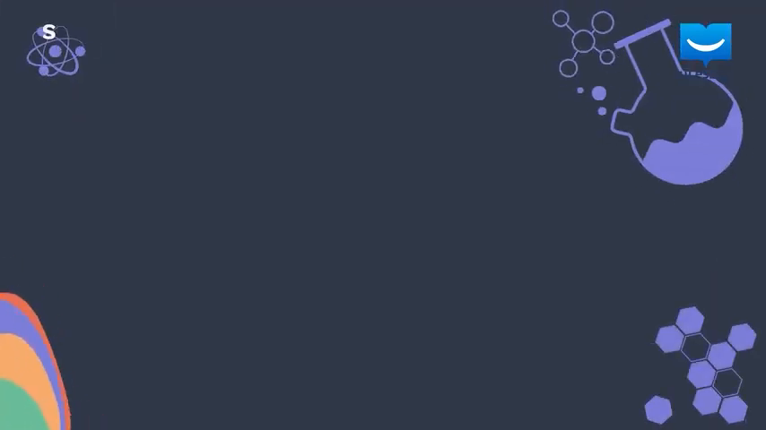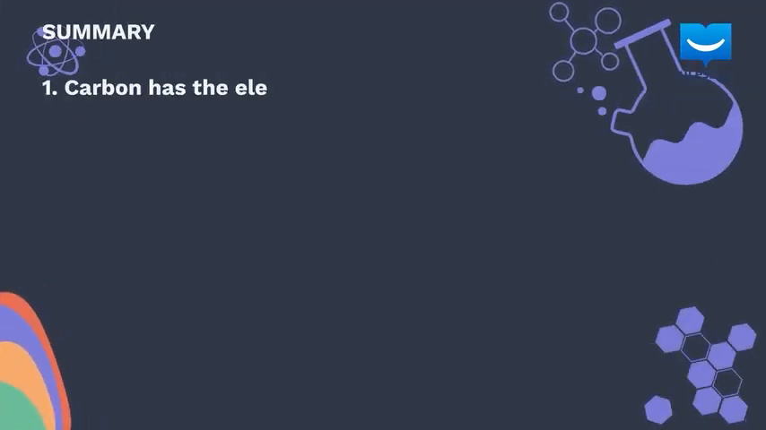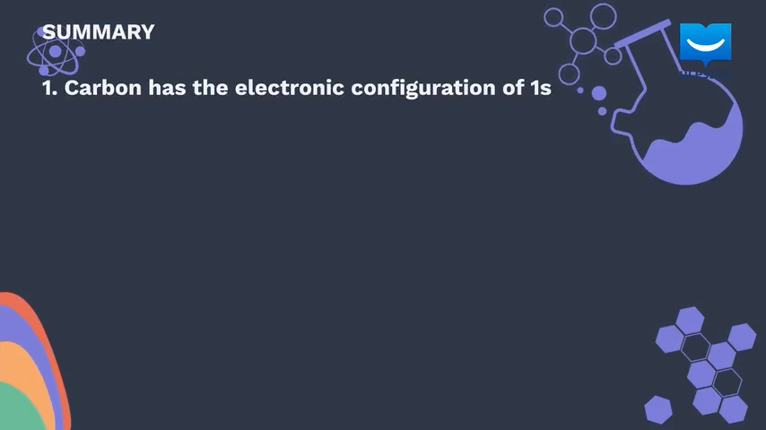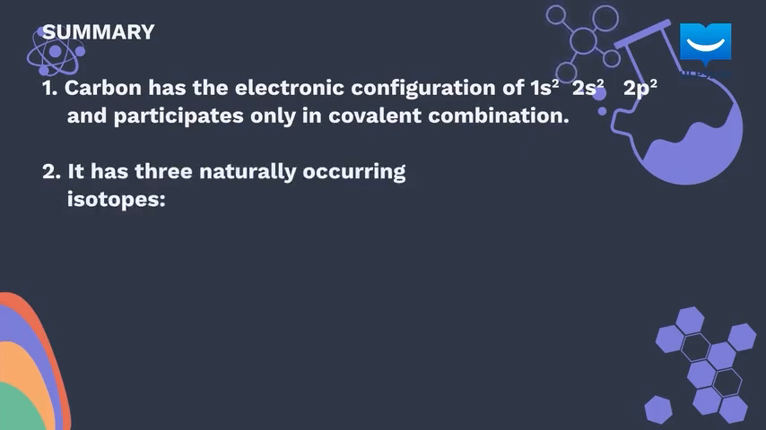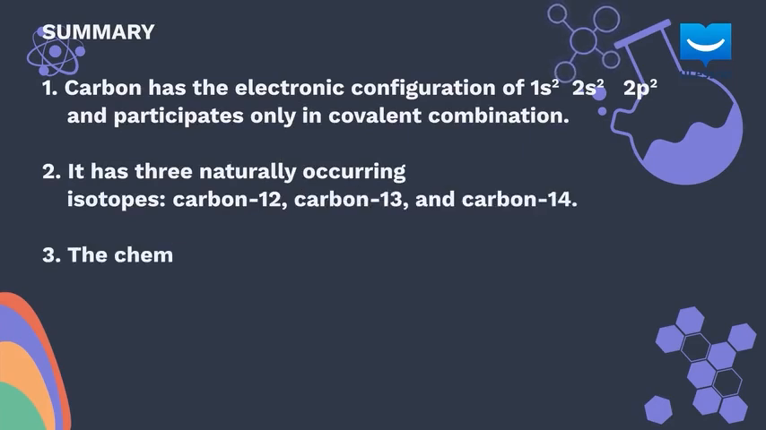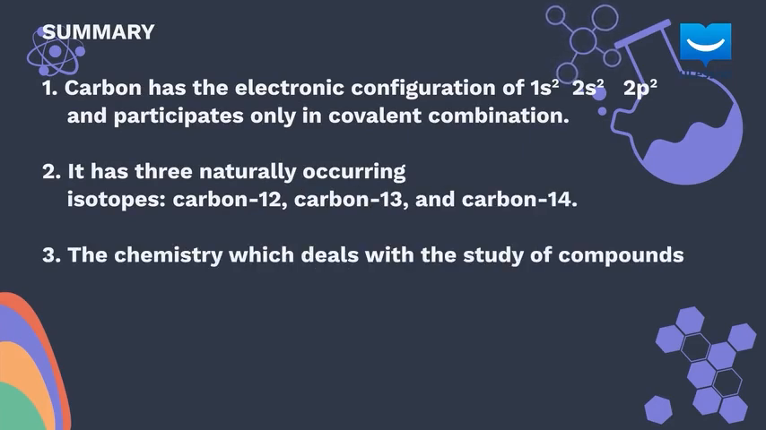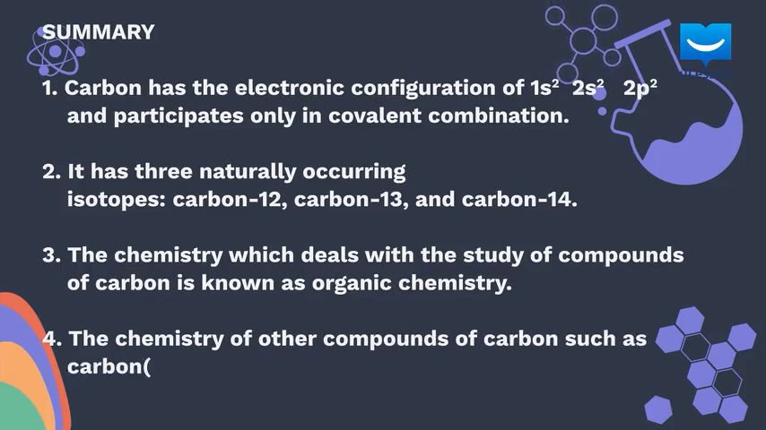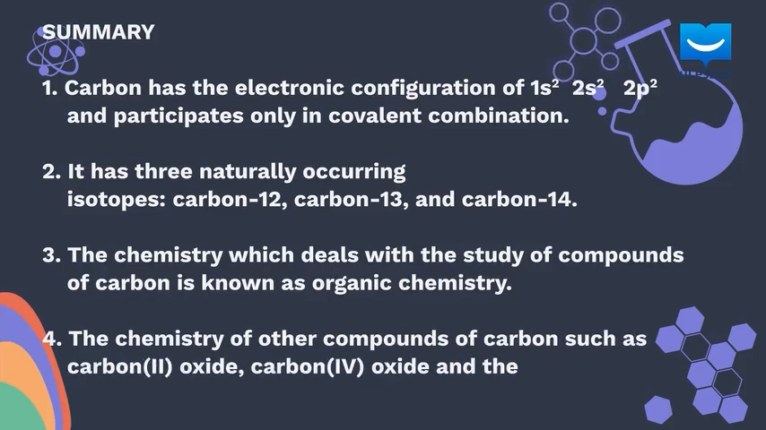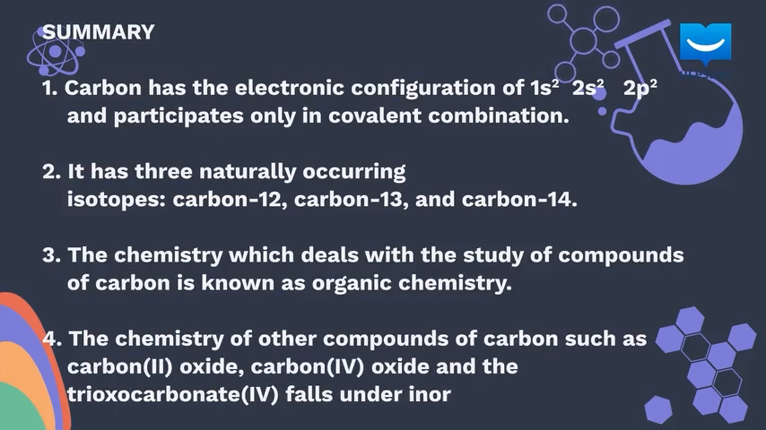Here is a summary of our discussion so far. Carbon has the electronic configuration of 1s2, 2s2, 2p2, and participates only in covalent combination. It has 3 naturally occurring isotopes, which are carbon-12, carbon-13, and carbon-14. The chemistry which deals with the study of compounds of carbon is known as organic chemistry. The chemistry of other compounds of carbon, such as carbon(II) oxide, carbon(IV) oxide, and the trioxocarbonate(IV), falls under inorganic chemistry.